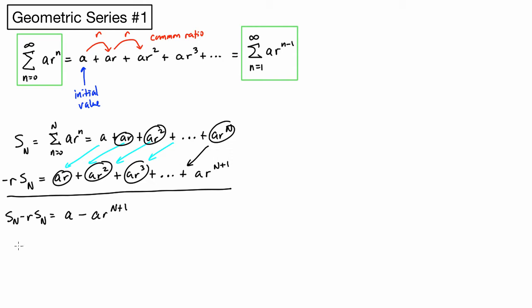Well, the nice thing about this is I can factor out an Sn from the left side, leaving me with 1 minus r, times, and then factor out an a from the right side, giving me 1 minus r to the n plus 1. Remember, I'm trying to solve for the partial sum, so the partial sum is given to me by this formula.